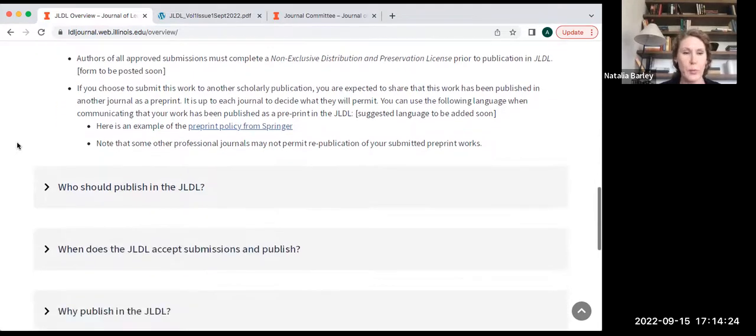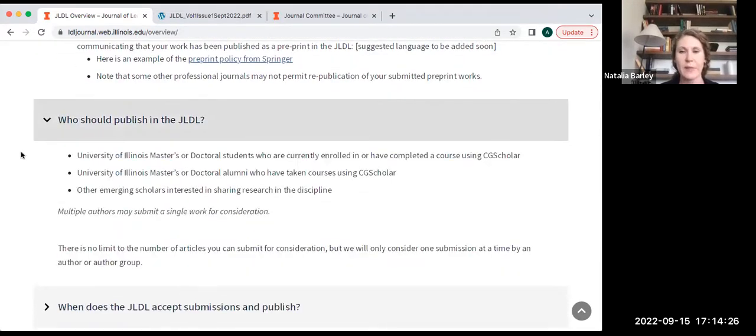Okay, so who should publish is our next topic that I wanted to discuss. We primarily are looking to solicit publications from University of Illinois master's or doctoral students and alumni who have completed courses in CG Scholar, or those current students who are currently enrolled in CG Scholar courses. However, we are also going to consider other emerging scholars interested in sharing research in a discipline. Essentially, that means everybody else.